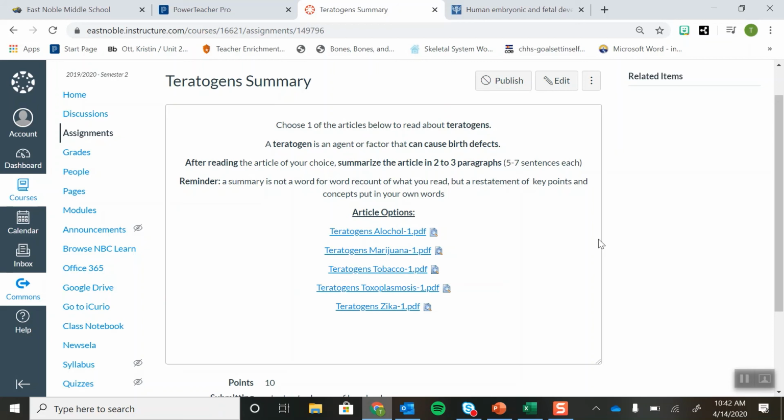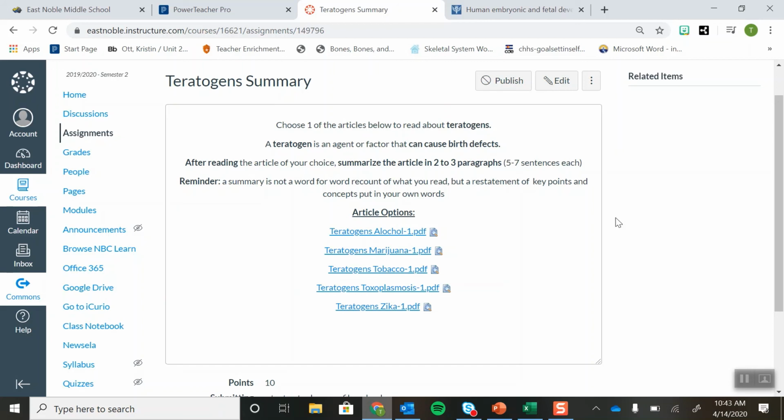You get to choose one of those articles to read, and then you're going to write a summary about what you read. Your summary needs to be about 2 to 3 paragraphs, 5 to 7 sentences per paragraph. Remember that a summary isn't just copying and pasting or writing word for word what you read. You need to restate key points and put concepts into your own words so that I know you understand what you read. Again, you're just choosing one of these.